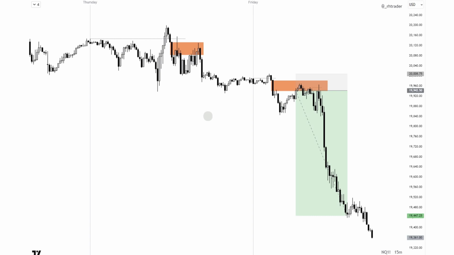Ideally, this would be a trade with a fair value gap entry formed in the New York session.